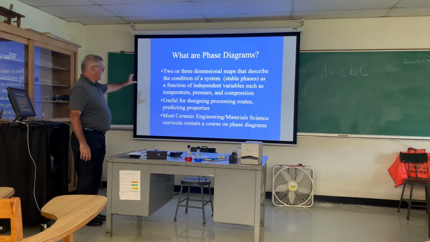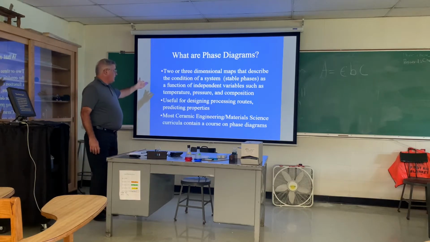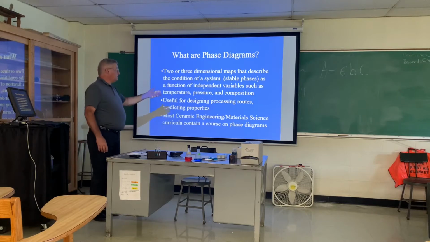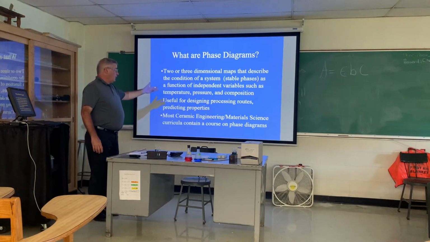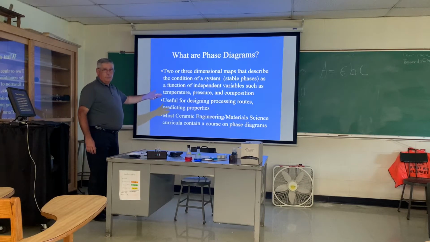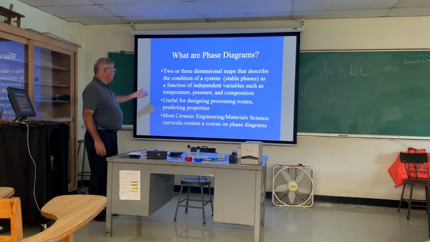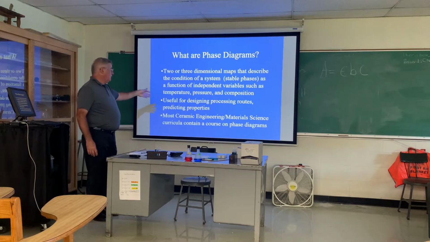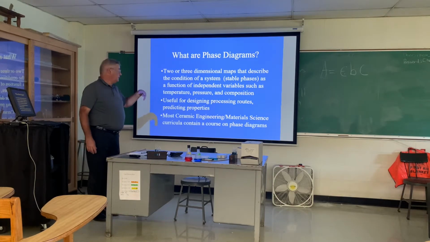And so the phase diagram that we're going to make today is a two-dimensional map that describes the condition of our system. And so we're going to look at the relationship of temperature to amount present for our phase diagram. We could do other variables that include pressure or composition and those types of things.